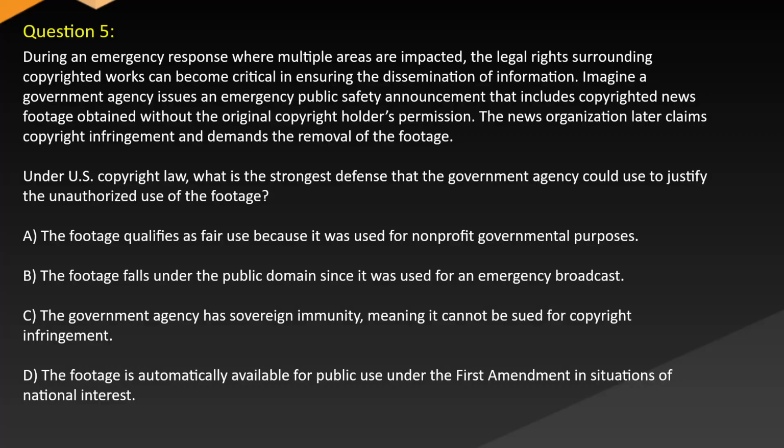Under U.S. copyright law, what is the strongest defense that the government agency could use to justify the unauthorized use of the footage? A. The footage qualifies as fair use because it was used for non-profit governmental purposes. B. The footage falls under the public domain since it was used for an emergency broadcast. C. The government agency has sovereign immunity, meaning it cannot be sued for copyright infringement. D. The footage is automatically available for public use under the First Amendment in situations of national interest.